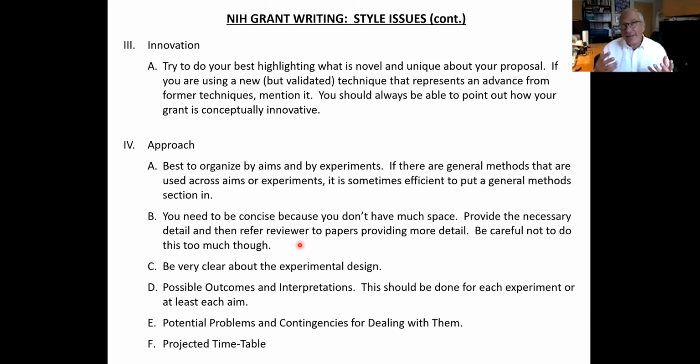You need to provide enough detail. You can refer to published work, but provide enough detail that the reviewer knows what you're going to do and that it's justified. Be very clear about your experimental design. The possible outcomes and interpretations need to be discussed, along with potential problems, and then it's good to have a projected timetable. Now, if you don't have the space for a table, you can fit that information into the text as you go.